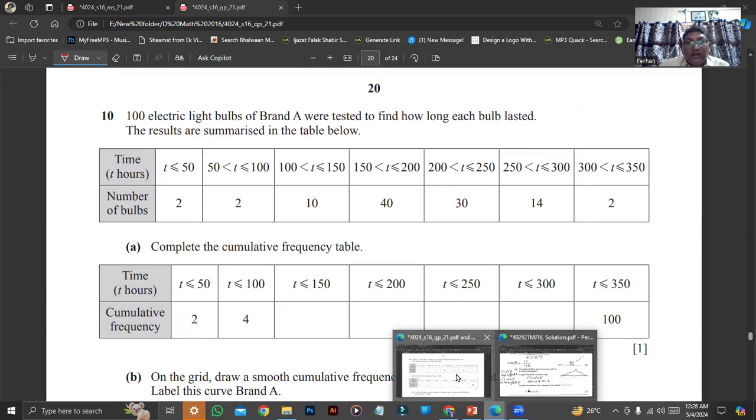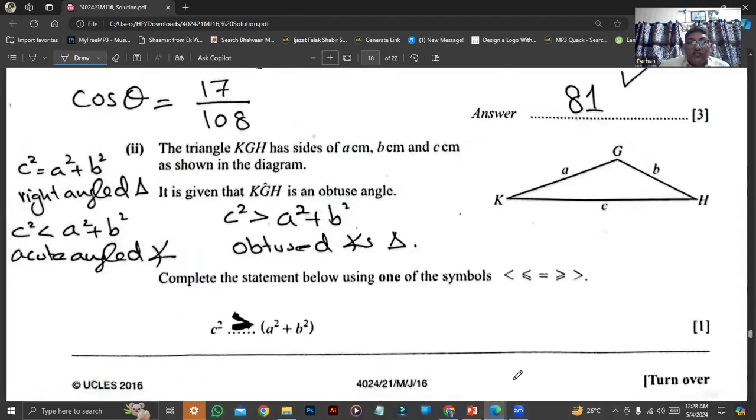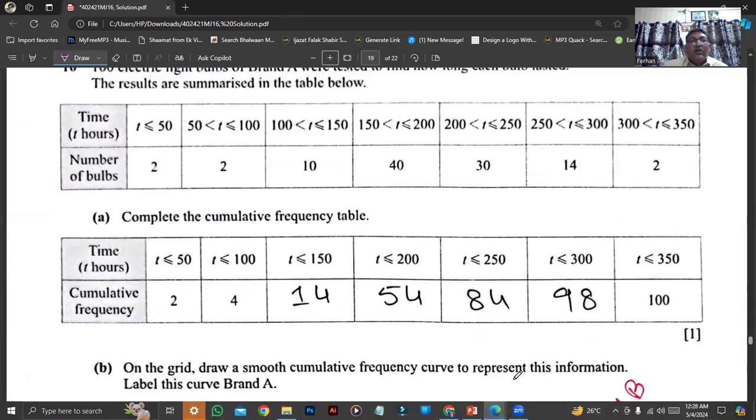So how do you find the cumulative frequency? Let me show you. I have completed this table. Okay, so 2 plus 2, that will be 4. 4 plus 10, that will be 14. 14 plus 40, that will be 54. 54 plus 30, that will be 84. 84 plus 14, that will be 98. And 98 plus 2, that will be 100. So these are the upper boundaries of those classes, and these are the cumulative frequencies.